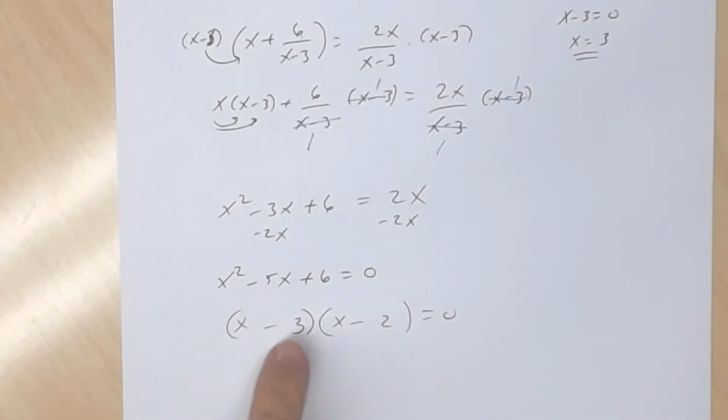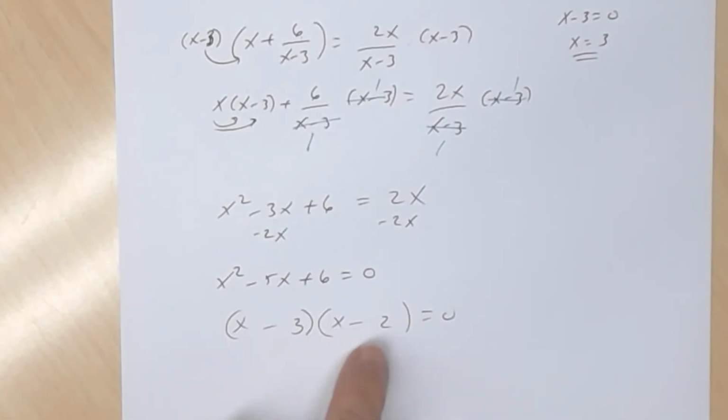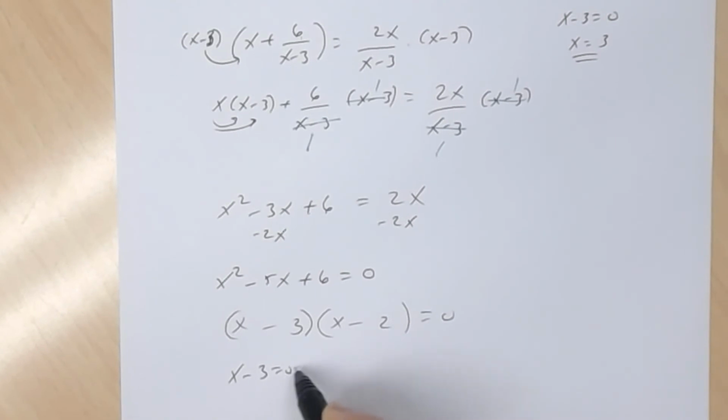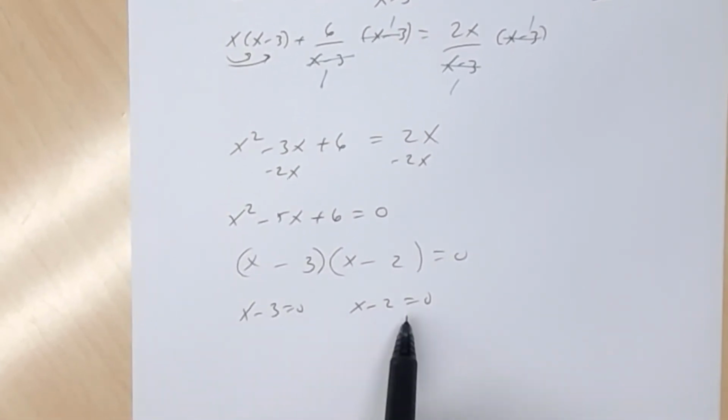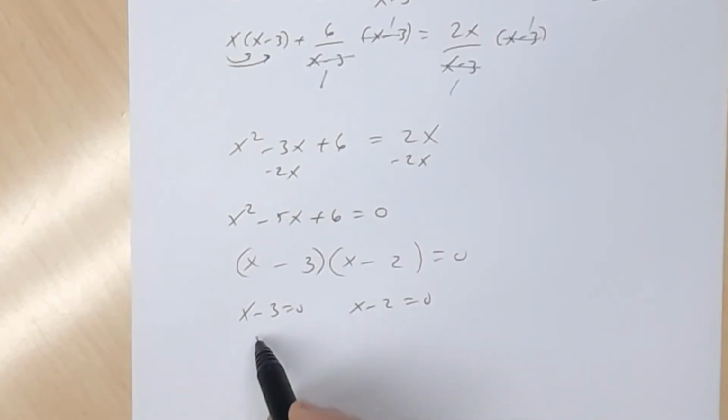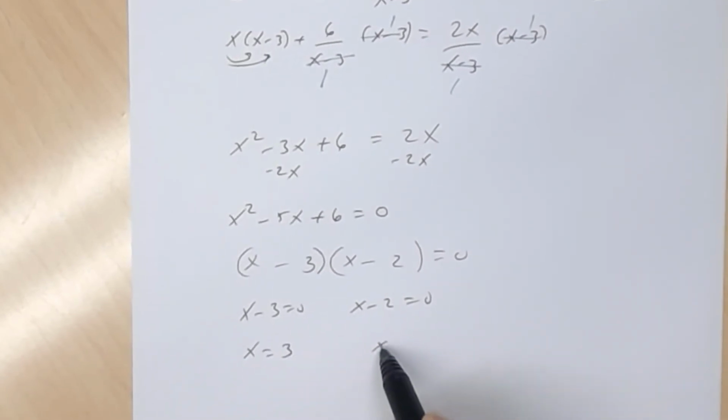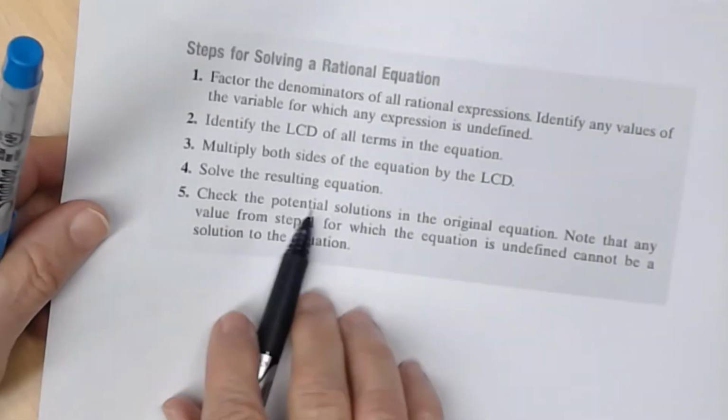And then I'm going to set each, remember now we're going to use the zero factor property. I have a product that's 0, so one of those factors must be 0. So x minus 3 equals 0, x minus 2 equals 0. And then notice I have 2 linear equations now. So that means x must be 3, x must be 2. Okay? Now remember, those are your potential solutions.